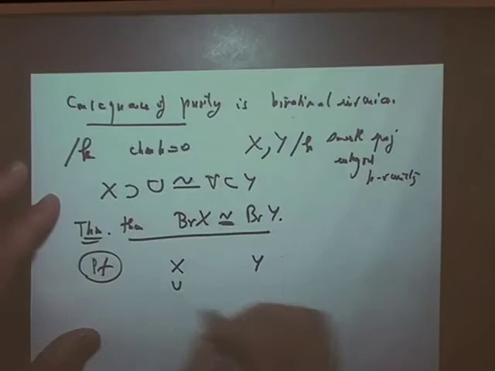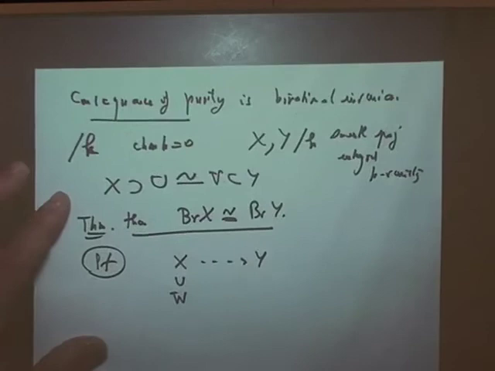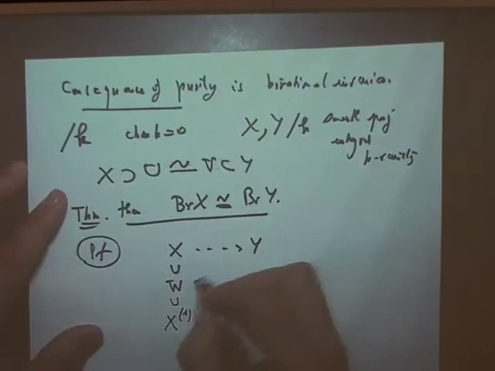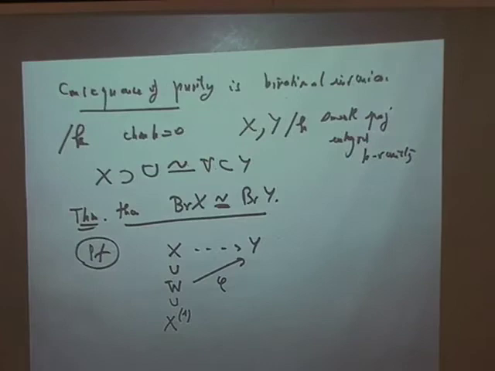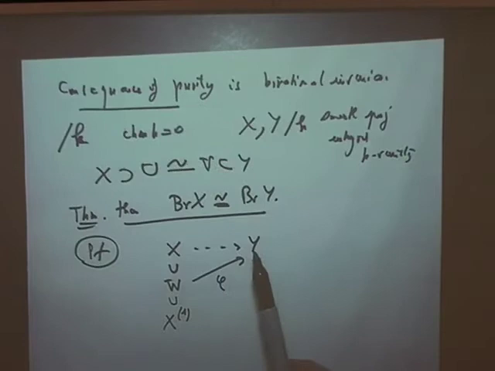We have a rational map from X to Y. There's an open set W in X which contains all the points of codimension one, on which we can extend this map to a morphism from W to Y, because Y is proper. And so a rational map like this is really defined at any point of codimension one.